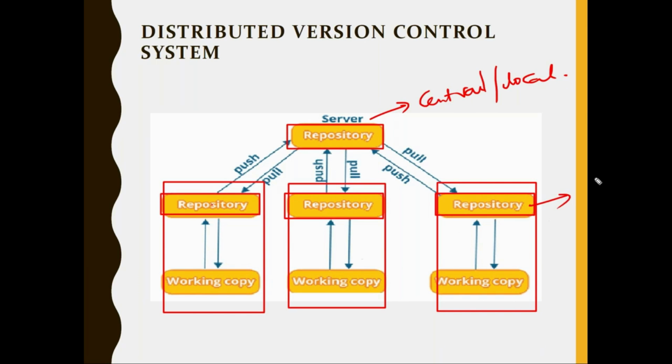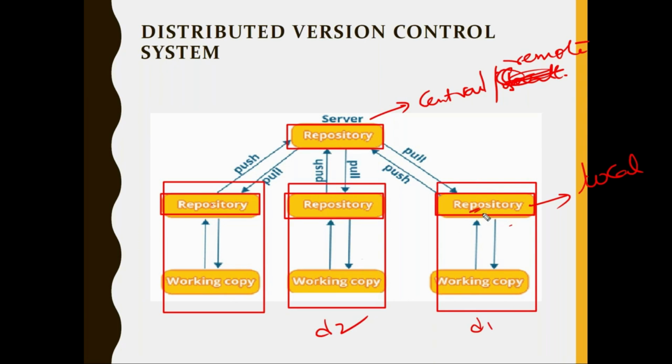I repeat, in distributed architecture, we have two repositories. One is the central repository or remote repository. And the other one is called local repository, which sits on the developer's workstation or DevOps person's workstation. Each person will have a copy of remote. So how do they make changes?